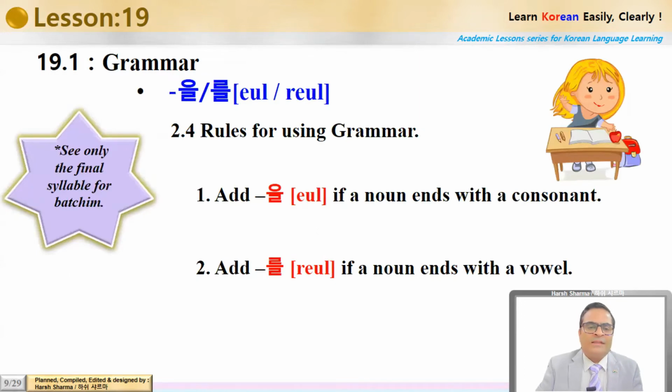Next rule of using this grammar, as we have seen, there are two options, ul slash rul, where we have to add ul and where we have to add rul. This is the rule. Number one, we have to add ul if a noun ends with a consonant. Number two, add rul if a noun ends with a vowel. This is a very important rule, everyone. Please note it down carefully.